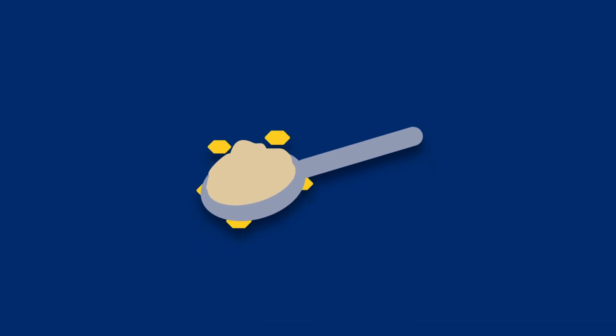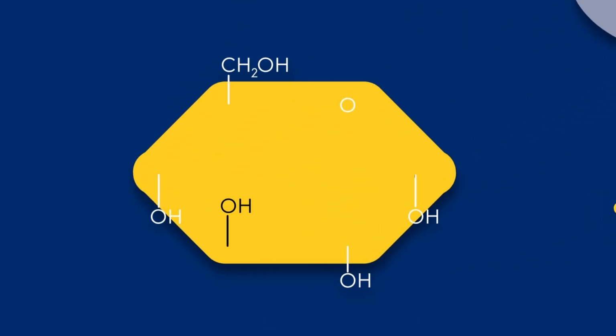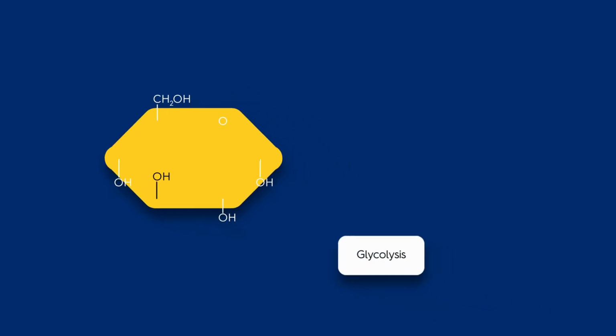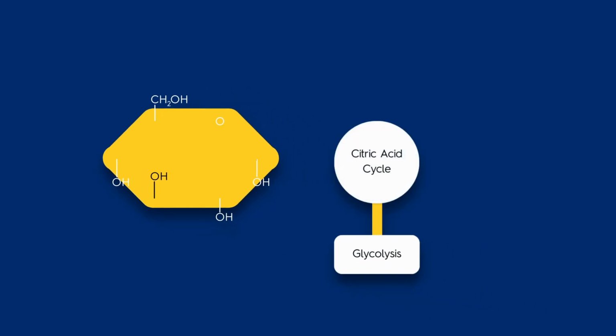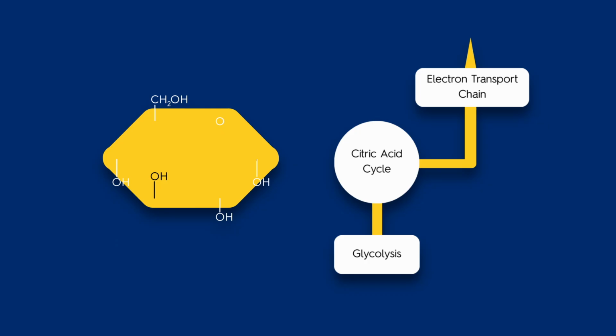When you digest starch from oatmeal, enzymes break it down into glucose. Glucose then enters glycolysis, moves through the citric acid cycle, and powers the electron transport chain to make ATP.